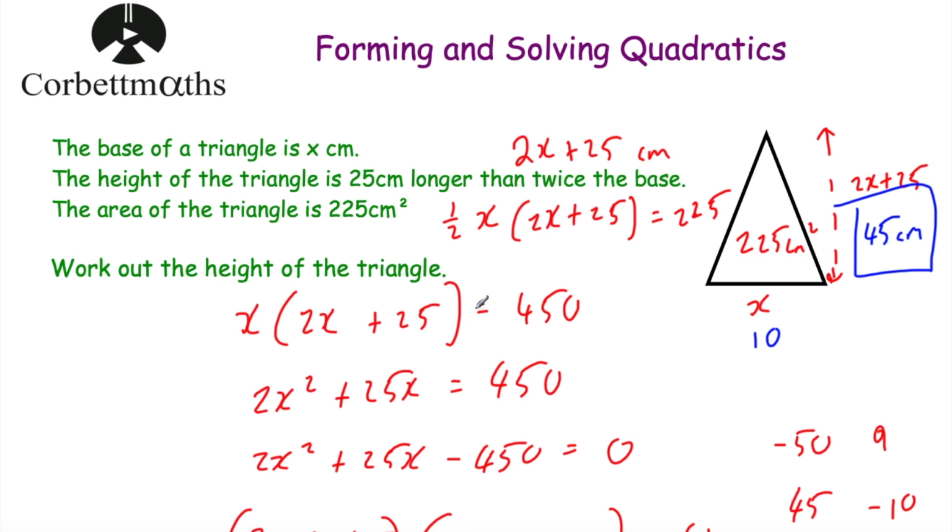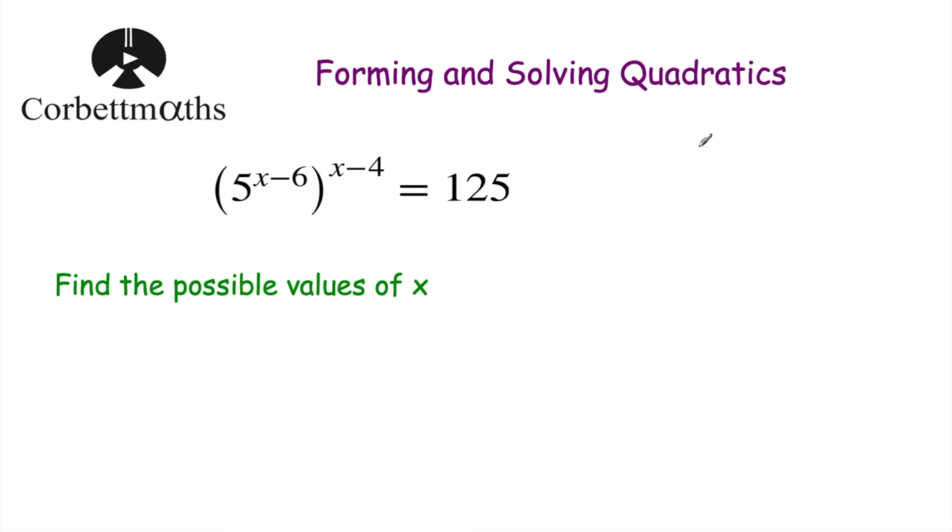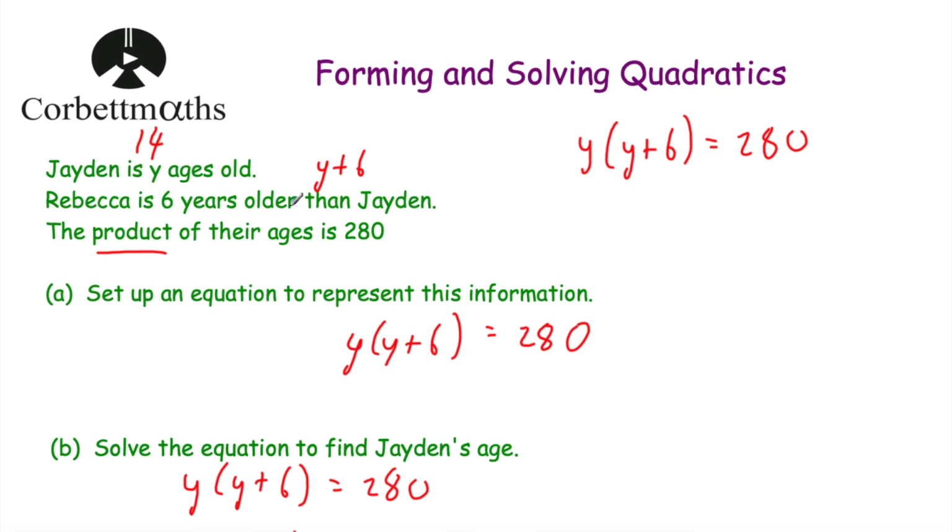So that question, we had to form the quadratic equation and solve it to find the height of the triangle. Okay, and let's look at one last question. Now this last example is a little bit different than the ones we've looked at so far. Our first situation, we dealt with the product of some ages, so we formed some algebraic expressions, and the word product meant we were going to times them together, and we formed that equation.